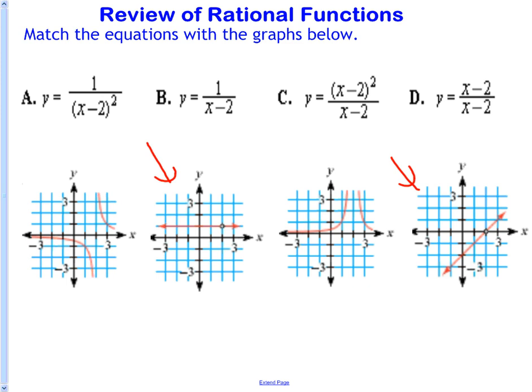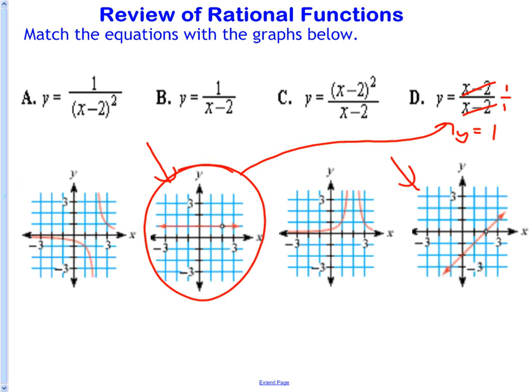D, all right. So this one's kind of nice because when the hole cancels completely, then what does it leave behind? A 1. And so y equals 1. So which of those two graphs looks like the graph of y equals 1? The second one, this one. So this one goes with this one. And it has a hole at 2. Does that make sense? Yeah.